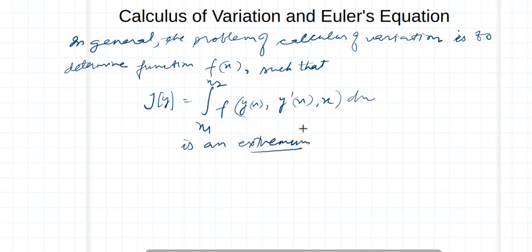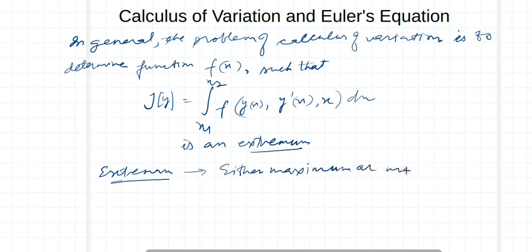And what is the meaning of extremum? Extremum means either maximum or minimum, right? So let us try to understand it geometrically and mathematically, and how Euler's equation can be derived from it. So let us have a look at that.